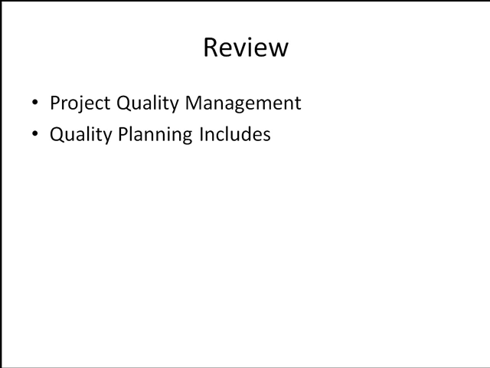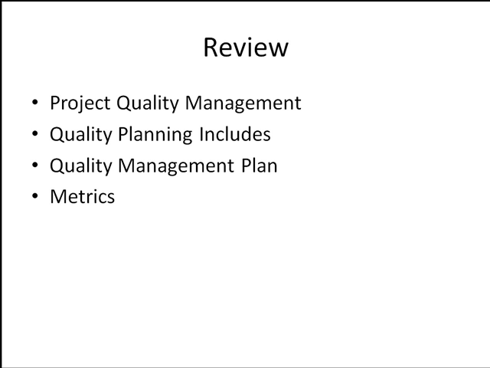So let's review. Project quality management ensures that the project will satisfy the stated or implied needs for which it was undertaken. Quality planning includes identifying which standards are relevant to the project and how best to satisfy those standards. A quality management plan is essential in that it states what the important measurements are and how they will be measured. And then finally, metrics allow organizations to measure their performance in certain areas and to compare them over time with other organizations. So that covers the quality management plan, and I'll talk to you more next week.